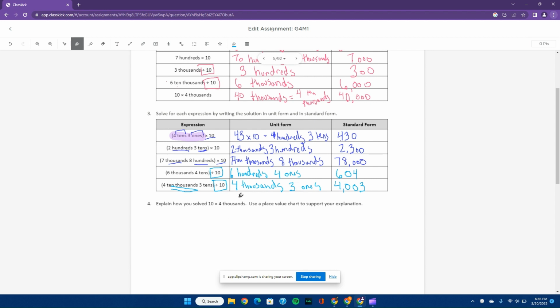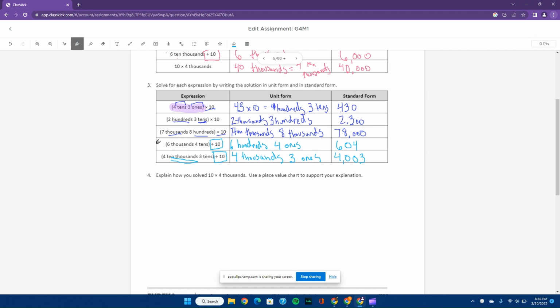Number 4 says, explain how you solve 10 times 4 thousands. Use a place value chart to support your explanation. So, in this case, we're going to use this place value chart. Okay. So I'm actually going to start here with my thousands place. Just think of this as a zoomed in version of a regular place value chart where my hundreds, my tens and my ones would be over here. I'm not going to use them in this case because I am multiplying by 10.